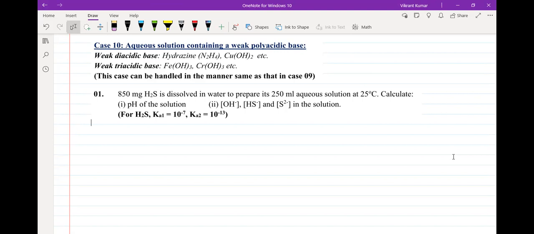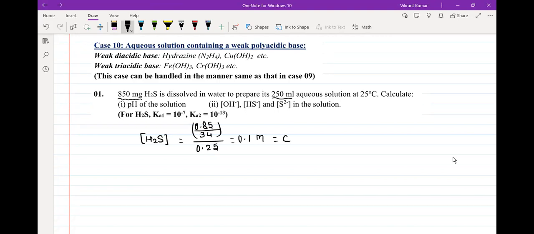Okay, let's see. First of all, we have got mass in milligrams, so we need to take care of that, and volume in ml. That's why, if they are asking what is the concentration of H2S before ionization, this is 0.85 gram; that much upon 34 will become its moles, upon 0.25 will become its molarity. If you calculate it, I deliberately set this, it comes out to be 0.1 M. So now this is 0.1 M.